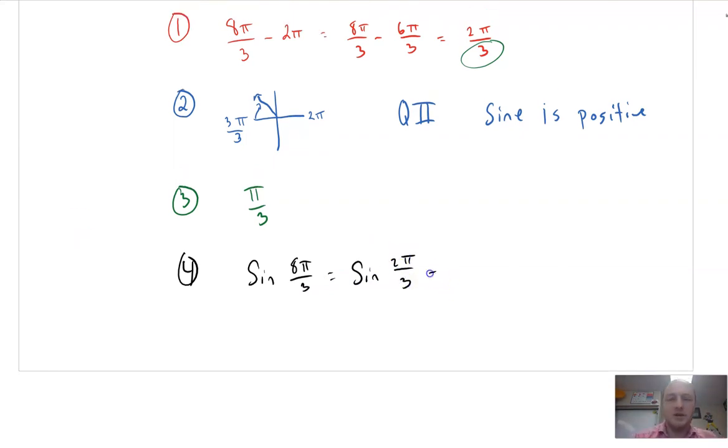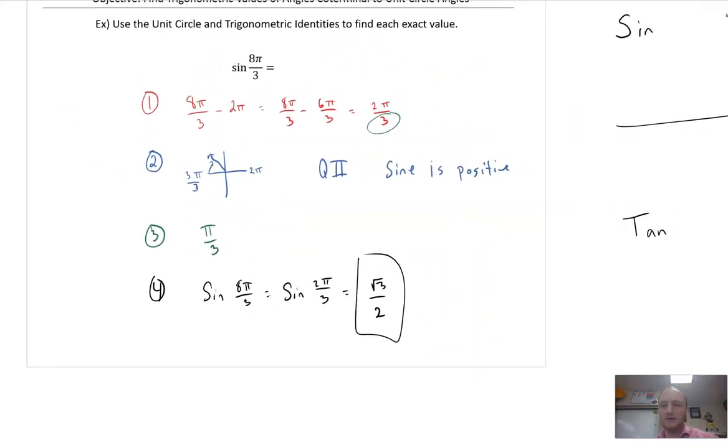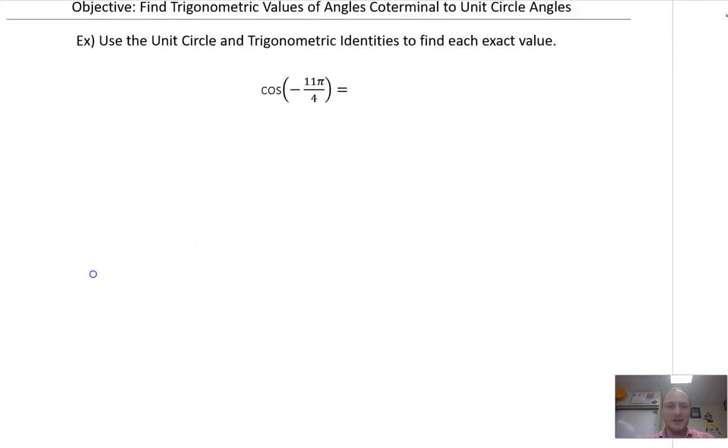Okay, which if I'm calculating this, I know that sine of, again, it's a pi third angle, so I'm going to use my hand trick. Okay, pi thirds, sine, it's the y value, right? And that is root 3 over 2. And there you have it. That's how you find the trig values of coterminal angles. Let's look at another example.